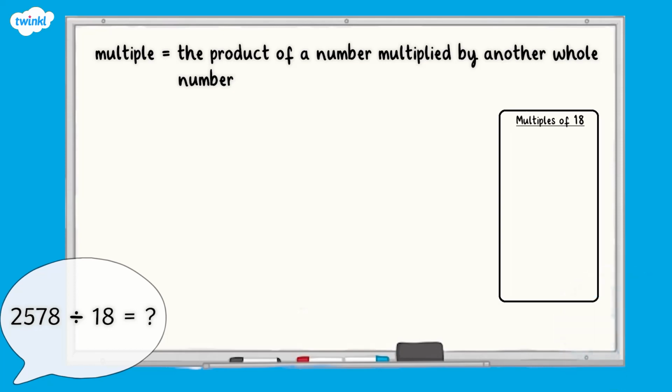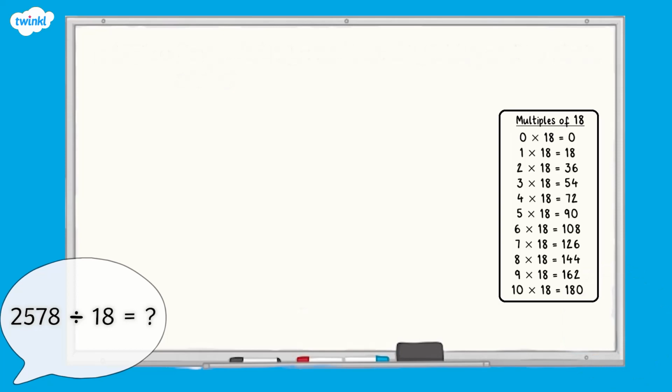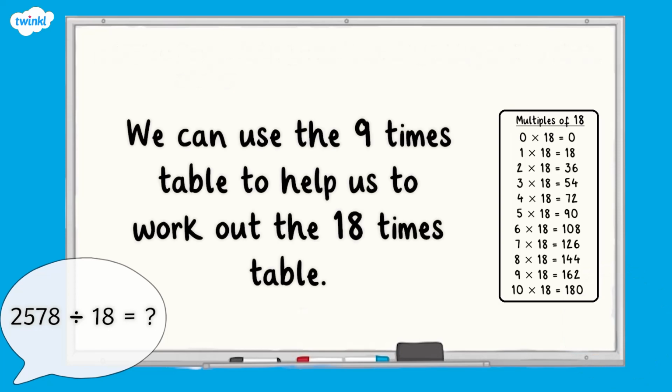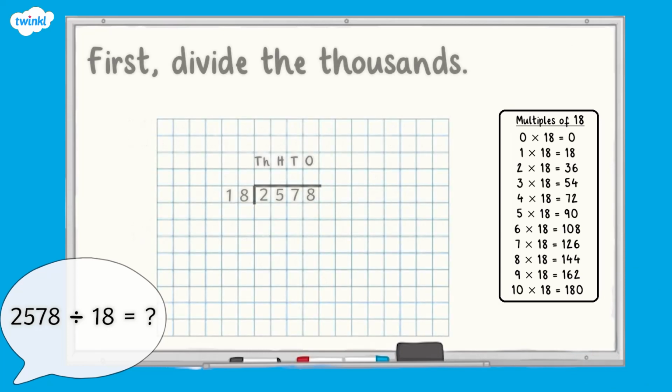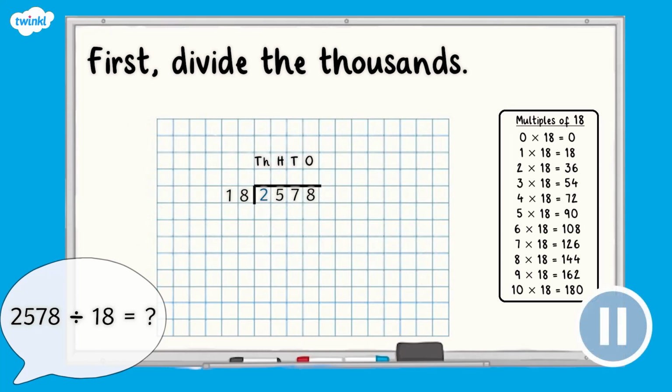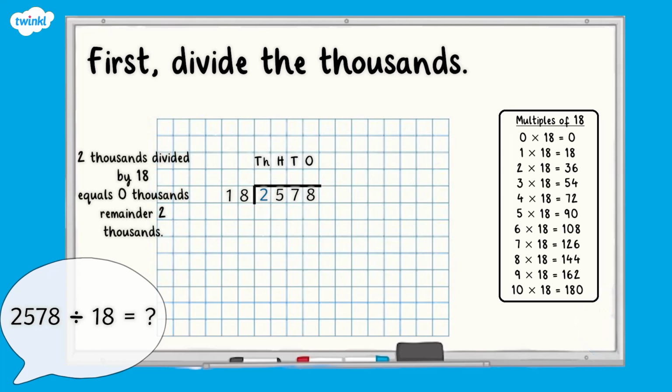Did you get the first 10 multiples of 18? Here they are. You may have used your 9 times table to help you because 18 is double 9, so the 18 times table is double the 9 times table. First, divide the thousands. Pause here and complete this step. 2 thousands divided by 18 equals 0 remainder 2 thousands. Did you write all the digits correctly?